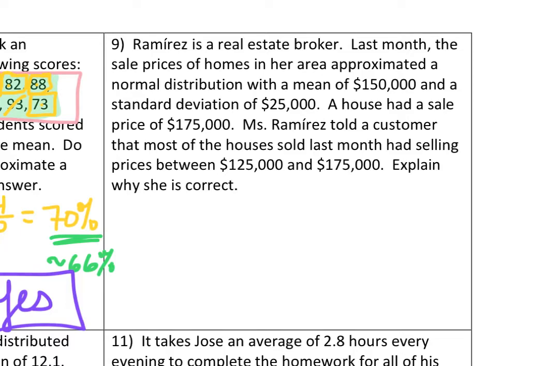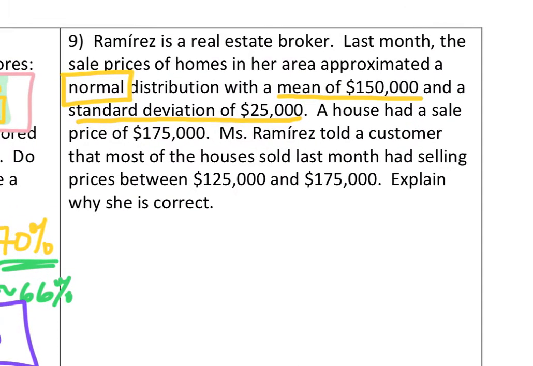Now here in number 9, you're told that it is a normal distribution. You're given the mean is 150,000 and the standard deviation is 25,000, and that a house had a sale price of 175,000. The real estate agent tells the customer that most houses had selling prices between 125,000 and 175,000.